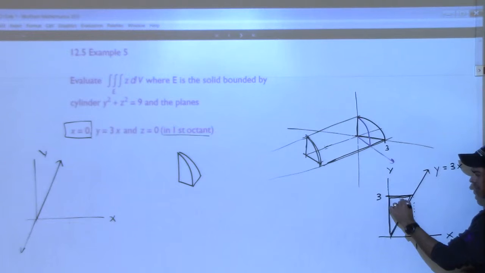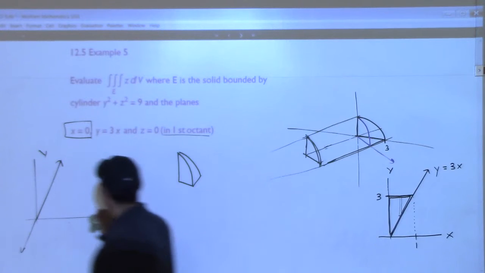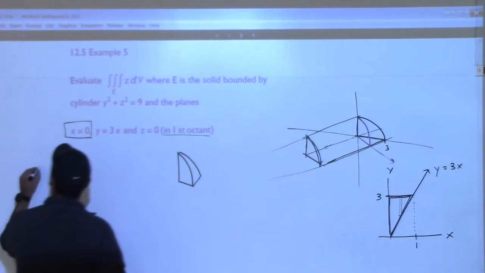And I can look at that as a type 1 region, right? My x's are between two constants. My y's are between two functions of x. So let's start putting the limits on our variables here. X is between what?